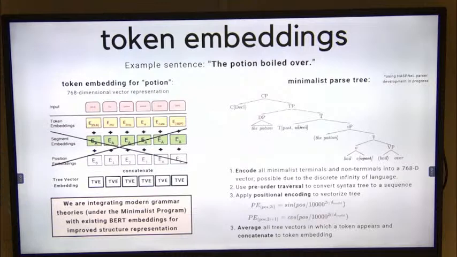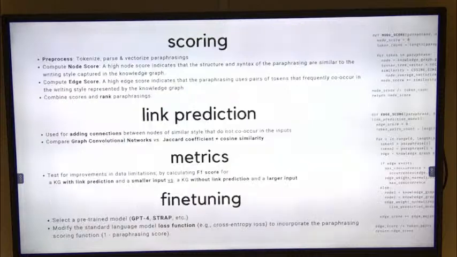And then what I can do is take the token embedding and concatenate to that the average of all of the tree vectors in which that token appears. So that way we can encapsulate the average style representation that each token appears in per author. And then that would be what's encapsulated in each of the nodes.